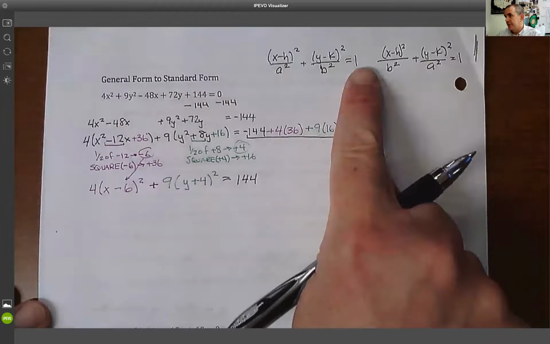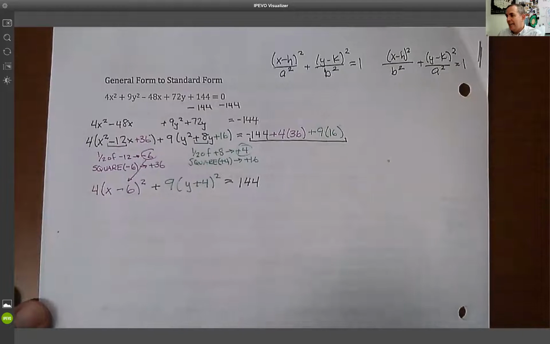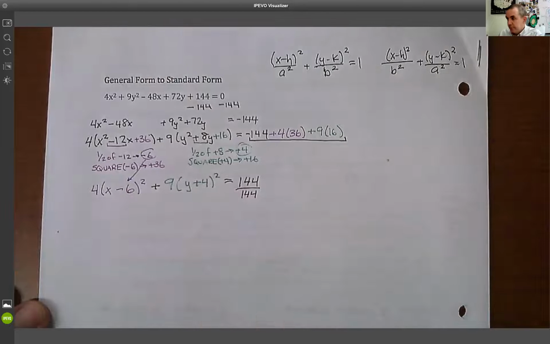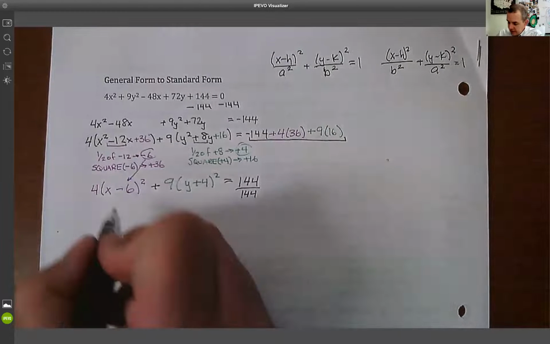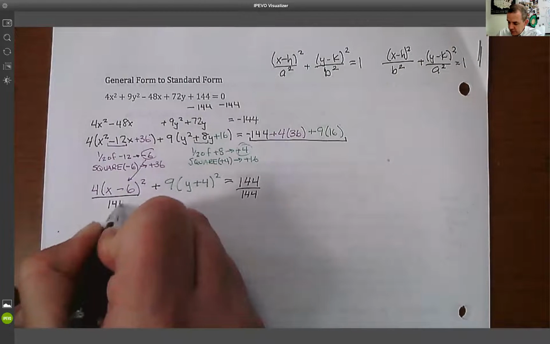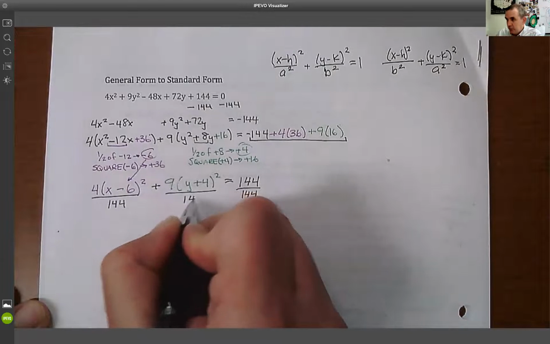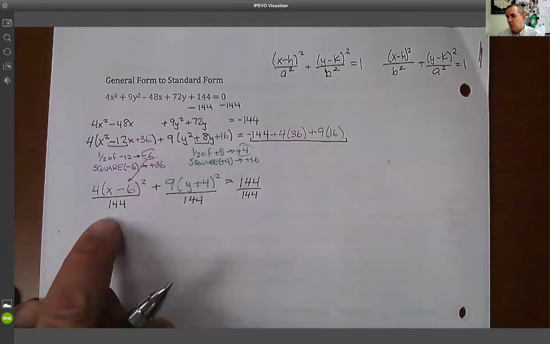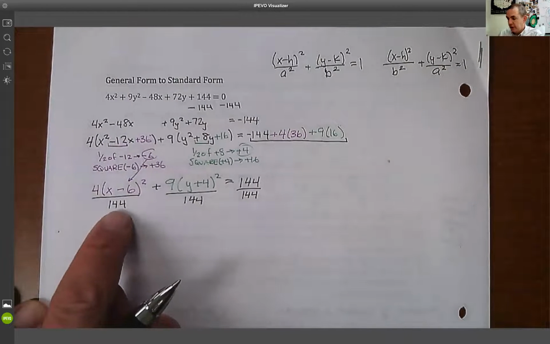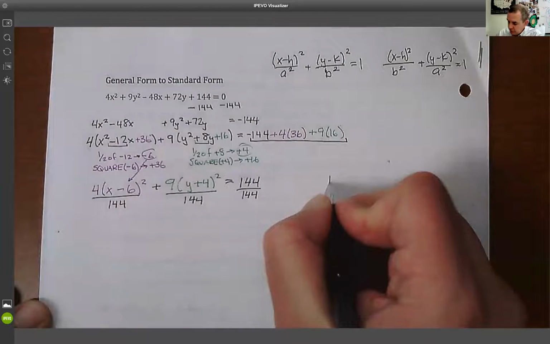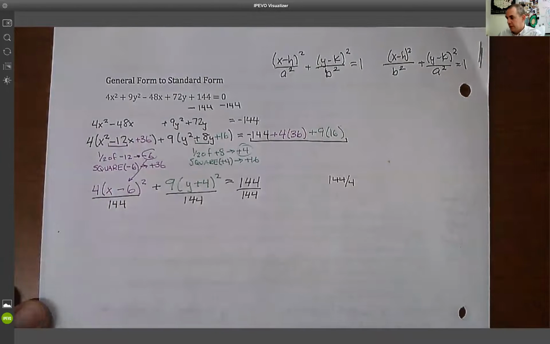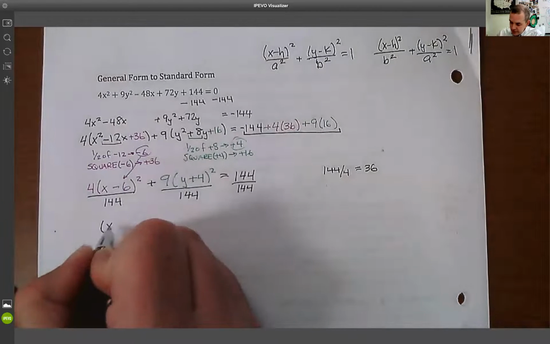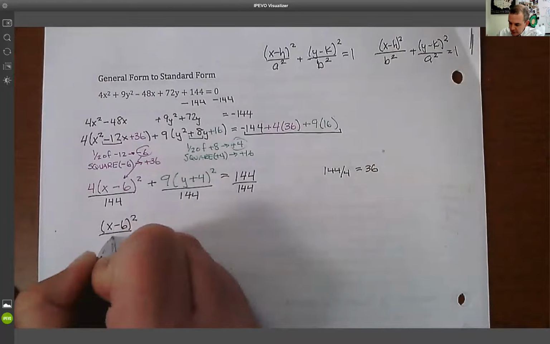Now, as you notice, it has to equal 1. The way I can make this equal 1 is I'm going to divide this by 144. But again, in math, if I do it to one thing, I have to do it to everything. So I need to divide this by 144, and I need to divide this by 144. And this fraction, 4 over 144, you can simplify. Go into your calculator and do 144 divided by 4. It's going to give you 36. So that tells you this first term is going to be x minus 6 squared over 36.